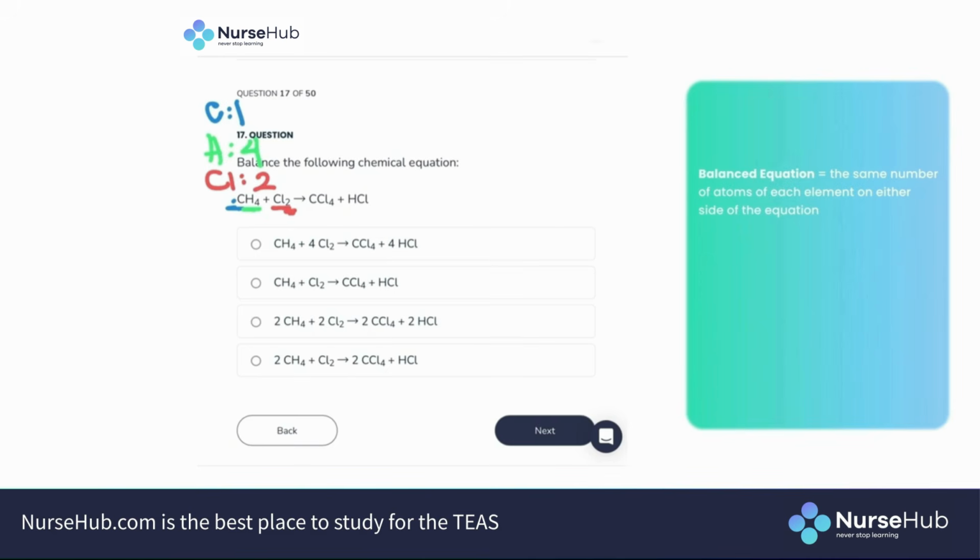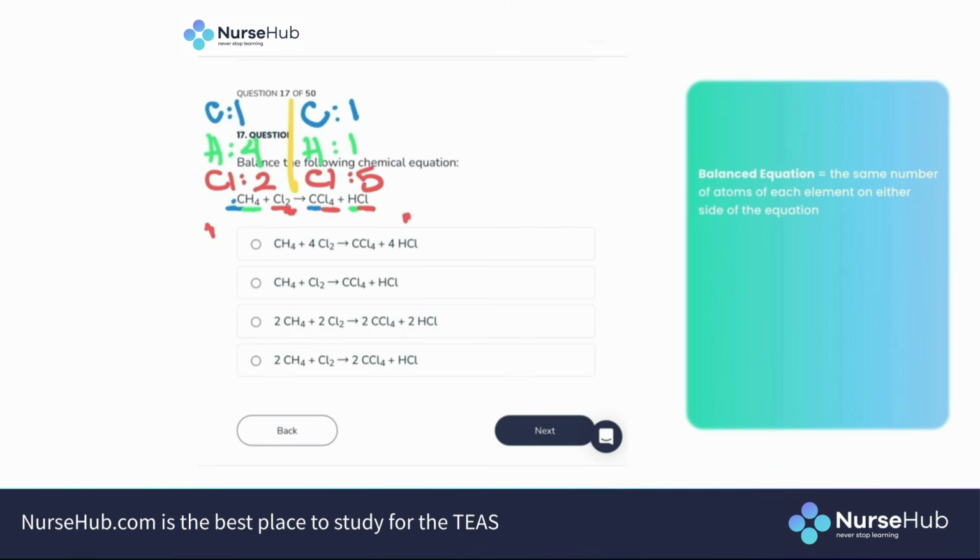Then on the product side, we also have carbon, we also have hydrogen, and of course, we have chlorine as well. Let's add them up. On the product side, we have 1 carbon here. We have 1 hydrogen over here. And we have 4 chlorines here plus 1 chlorine over here. That's 5 chlorines total. All right, so we now have to figure out how to balance what's on the reactant side, which is over here, with what's on the product side.